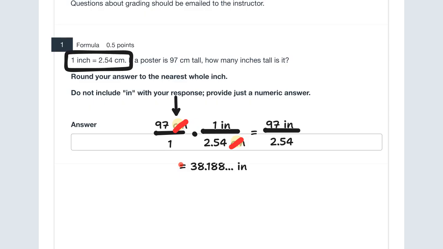And this is inches. And we pay attention to the instructions that say round to the nearest whole inch. This 38 is in the whole number spot. The one that comes after it says round down. So this is going to go to 38 inches. Now, again, the instructions are don't include inches with your response. So when you put the number in the box here, just put the 38. Dimensional analysis.